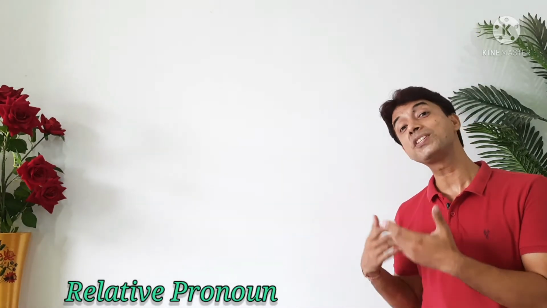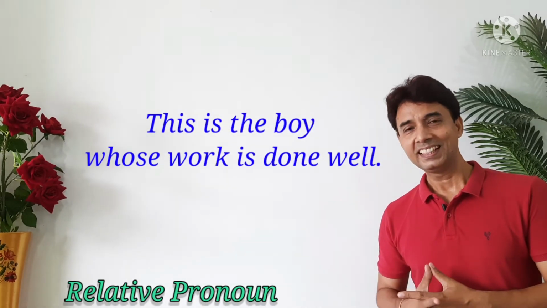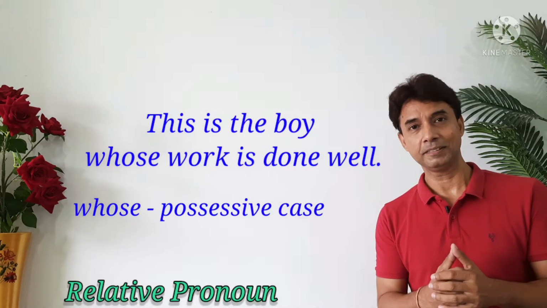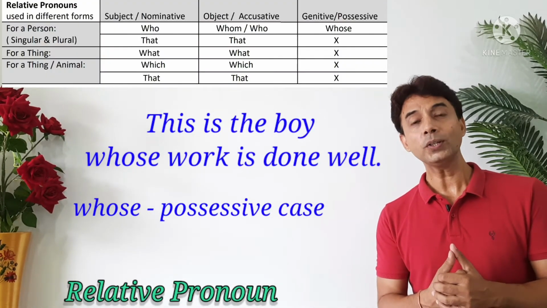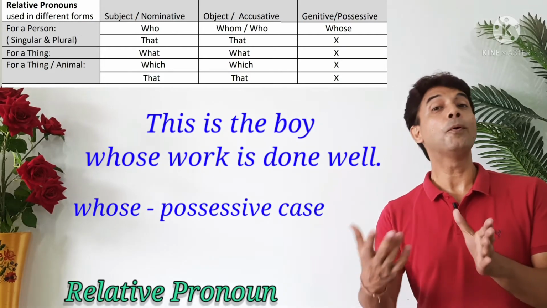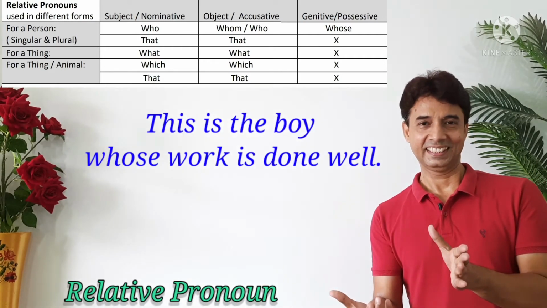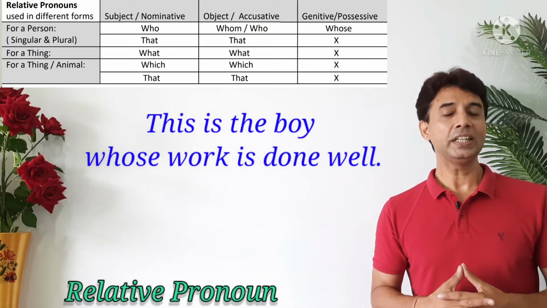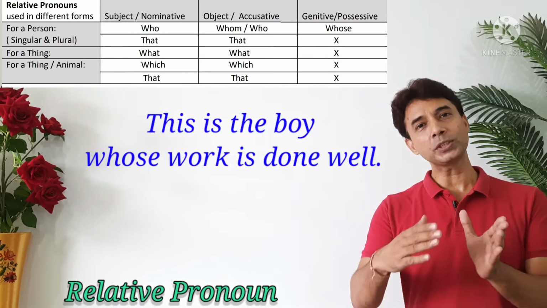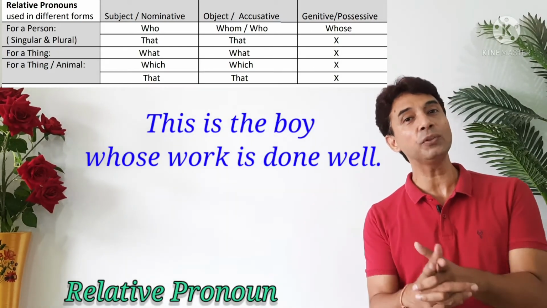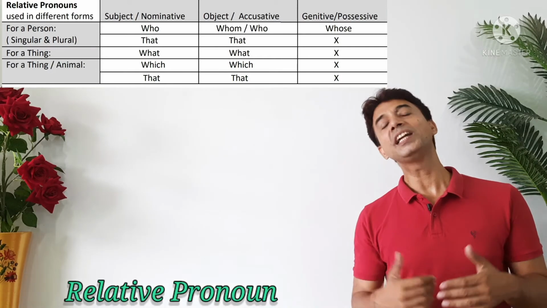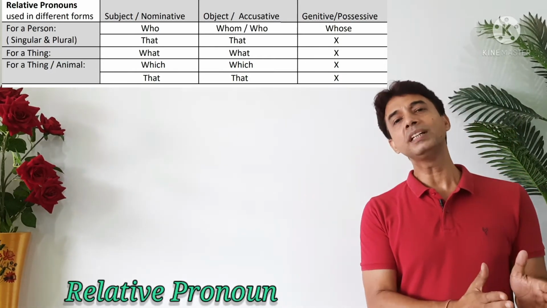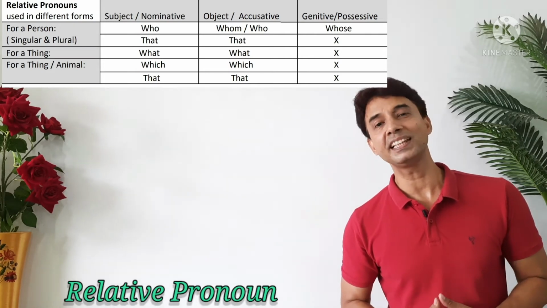This is the boy whose work is done well. So whose, here possessive case is used. Whose? Why? Because whose work is that? The boy's work. So whose work is done well. So when we need possessive case और उसके बदले possessive case ही pronoun लगाएंगे, and that will be really acting like relative pronoun. So relative pronoun are also in the subjective form, in the objective form, and possessive case form.